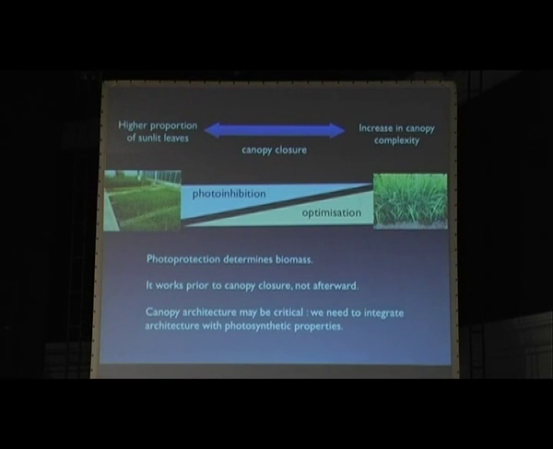We think this is because during establishment and before canopy closure, there is a higher proportion of sunlit leaves in the canopy, which means the proportion of photoinhibition as a whole in terms of leaf area of the canopy is higher. As canopy closes and more leaves become shaded, we get an increase in canopy complexity, which means optimization of photoprotection and photosynthesis becomes much more important. So we also think from this that canopy architecture is absolutely critical, and we do need to integrate architecture with photosynthetic properties.